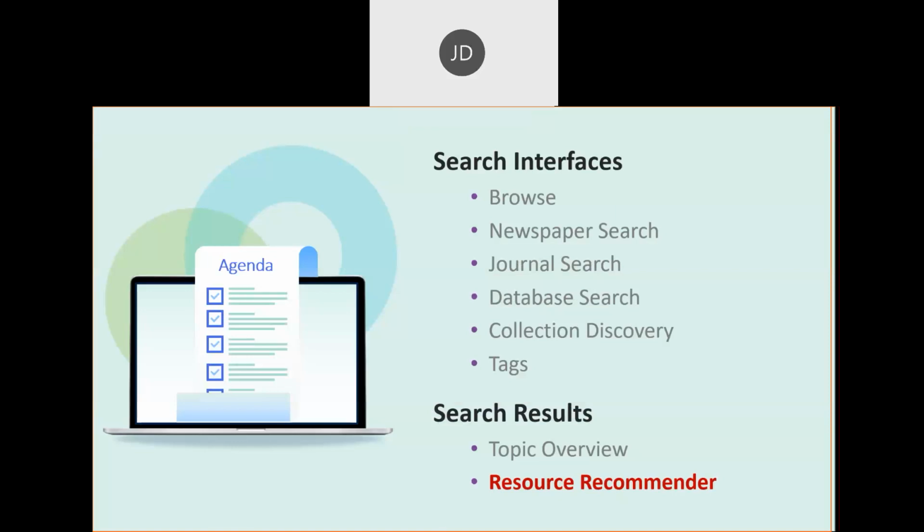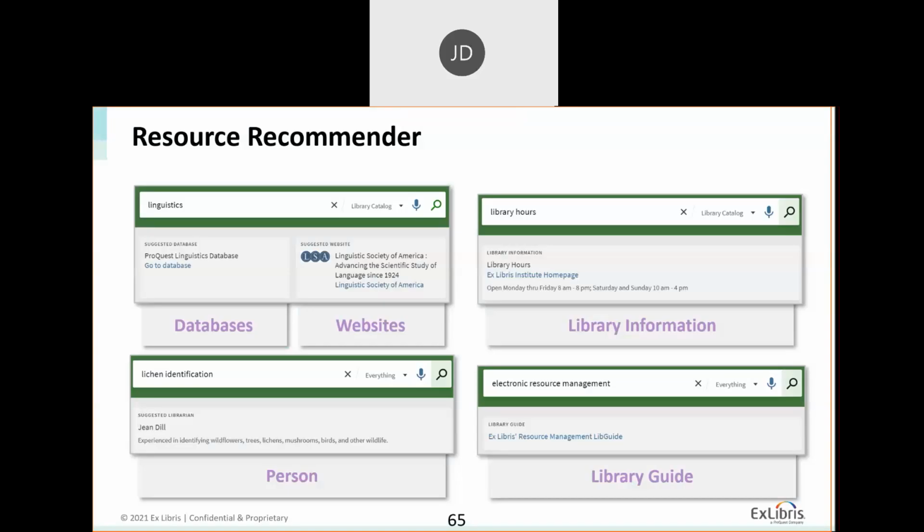Okay, the last one is resource recommender. What this looks like is if you do a search out in Primo V, Primo can suggest databases, can suggest websites, library information. So you can even do something like that. If someone puts in library hours, it can pop up right here. Because a lot of people might consider your search page your front page. You can also suggest staff based on their topic specialties. A library guide, like a LibGuide here, that you've created.